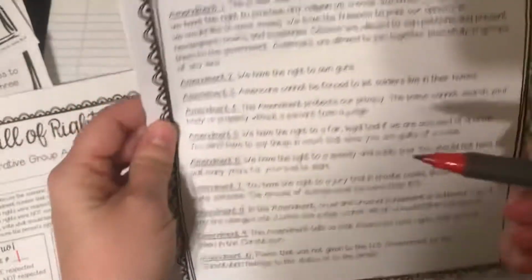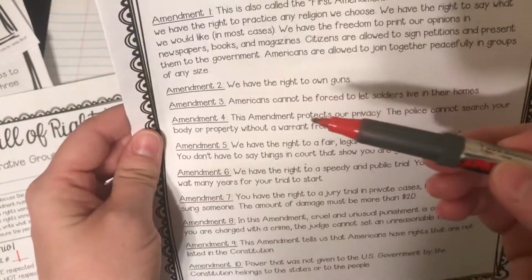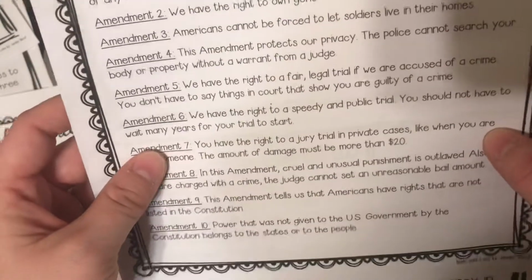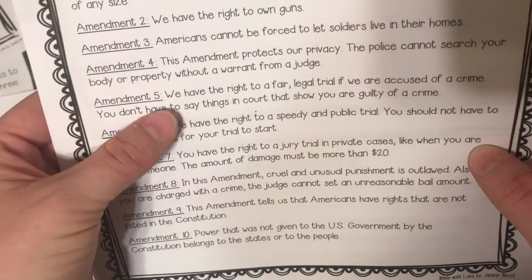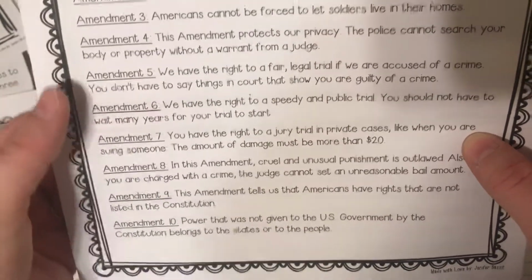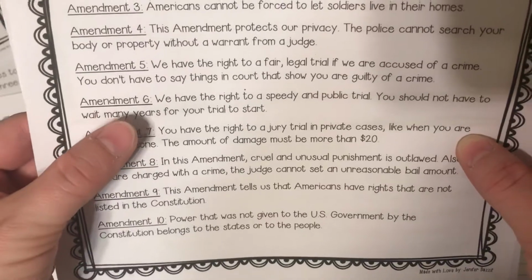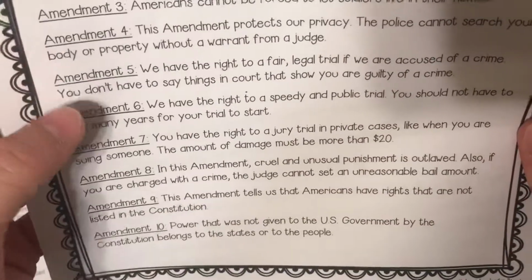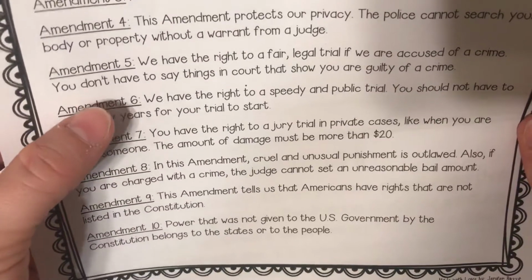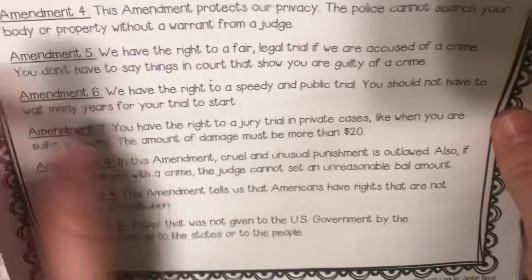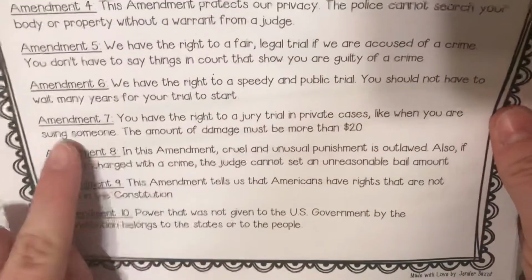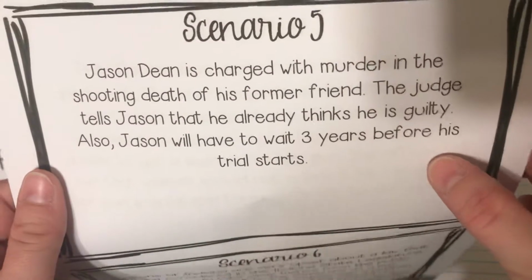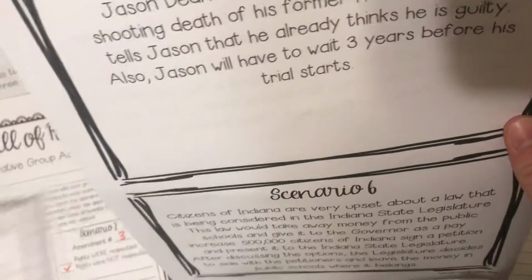Okay, I'm going to look for trial. Trial. Okay, all guns, trial. So this could be tricky because you have the right to a fair legal trial, but you also have the right to a speedy and public trial. So this one is tricky because you could say 5 or 6. Mostly that would go for 6. So Amendment 6, you have the right to a speedy and public trial. You should not have to wait many years for your trial to start. This person would have had to wait 3 years. So is their right respected?